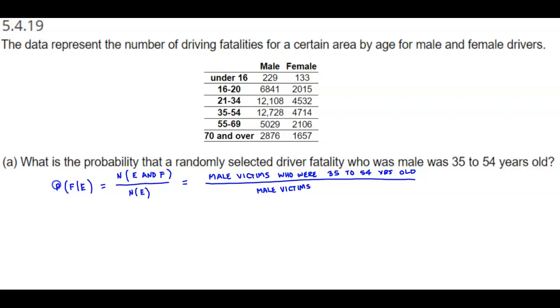Okay, so what we want to do is look here. Now we can see here that the total for the male victims, we need to add up all of these values here. So when we add that up, we end up getting a total of 39,811. Okay, so what does that represent? Well, that represents our denominator, which means that we have a total of 39,811. Okay, and then how many of the male victims were 35 to 54 years old? So if we take a look at that, the number of males that were 35 to 54 years old is 12,728.